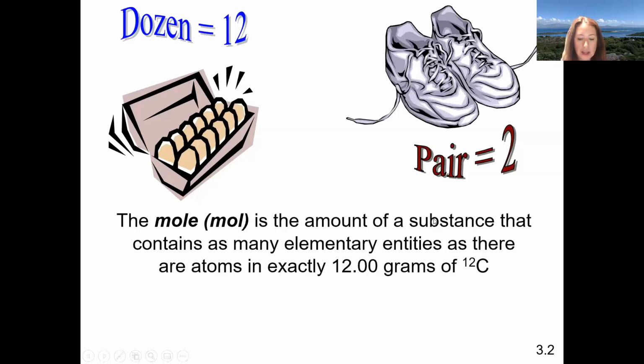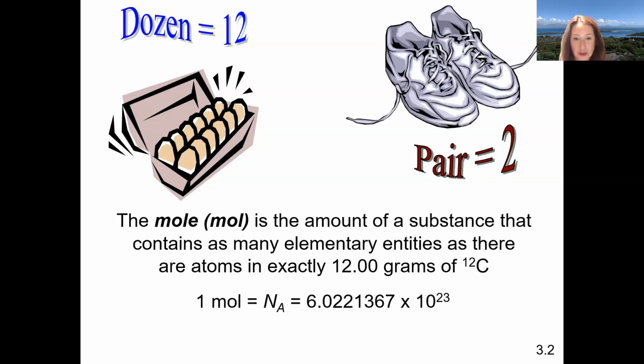So a mole is the amount of a substance that contains as many things as there are in 12 grams of carbon 12. So a mole of anything is 6.022 times 10 to the 23rd. And we call this Avogadro's number. So what does it mean? I call it like a giant dozen, right?